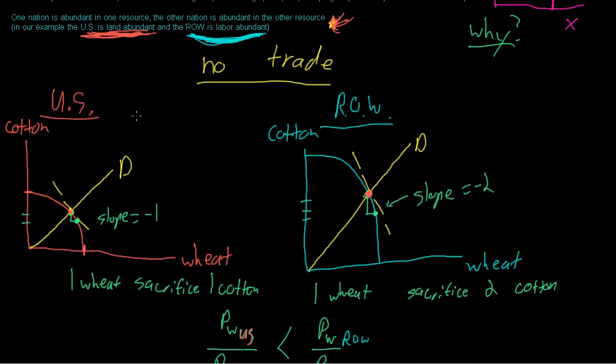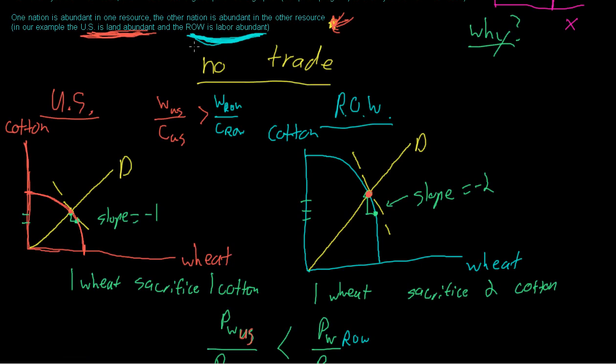And where we start is just by drawing these production possibilities curves. And what we see is that because the U.S. is land abundant, its ratio of wheat to cotton production is greater. The amount of wheat that the U.S. can produce divided by the amount of cotton that the U.S. can produce is greater than the ratio of wheat in the rest of the world over cotton in the rest of the world.